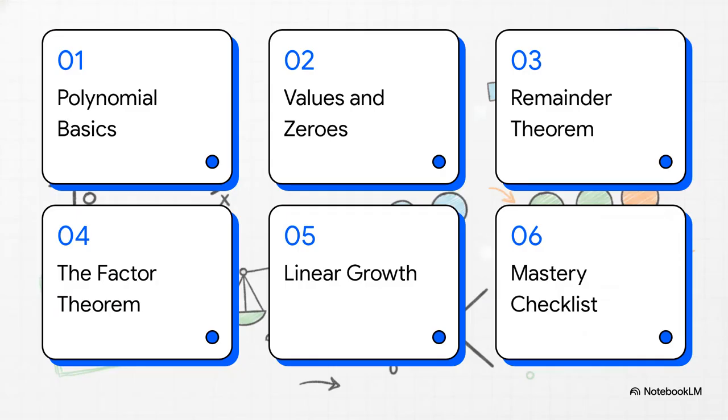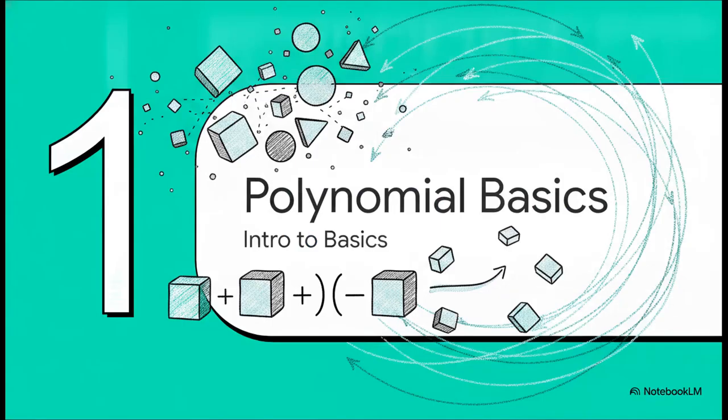Here's our roadmap for today. First, an intro to polynomial basics, then we'll hit values and zeros, move on to the remainder theorem, tackle the factor theorem, look at linear growth and graphs, and finally, wrap it all up with a mastery checklist. Let's get moving. Kicking things off with Section 1, Intro to Polynomial Basics.